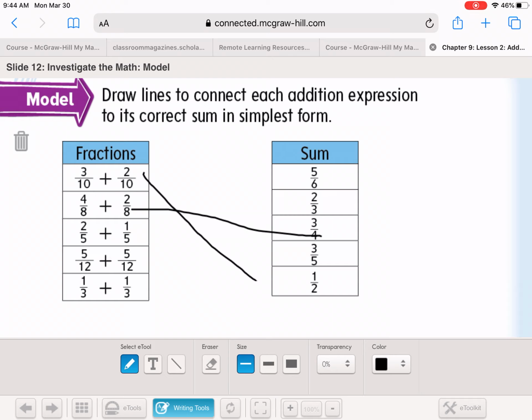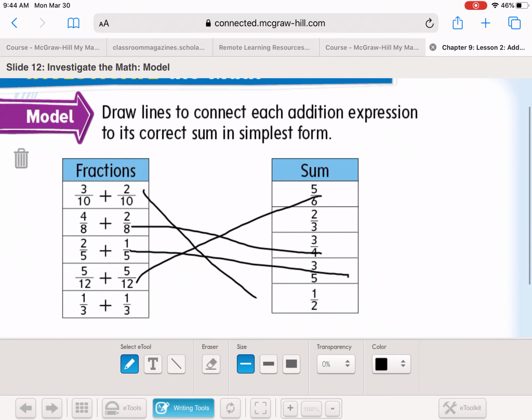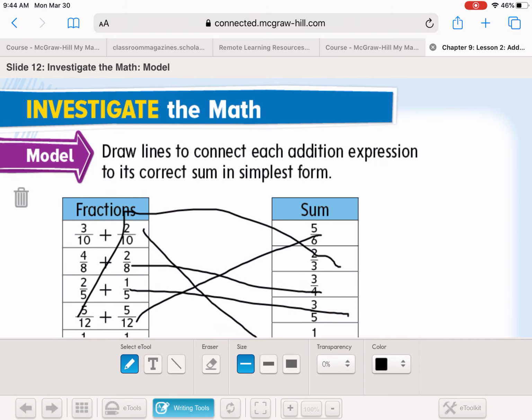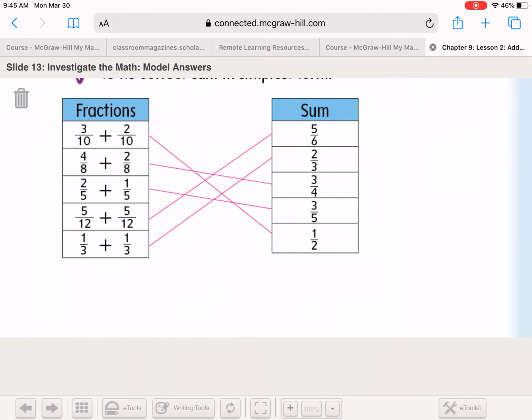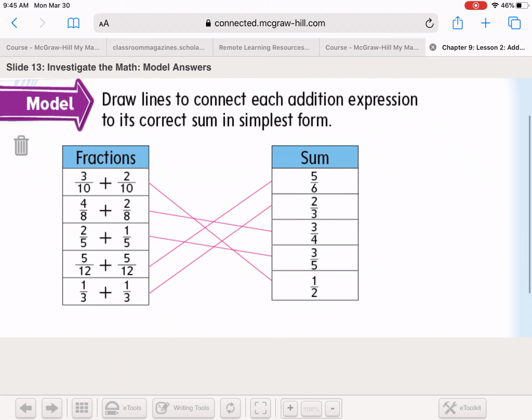2/5 plus 1/5 is 3/5. 5/12 plus 5/12 is 10/12, which is 5/6. And 1/3 plus 1/3 is 2/3. And it's not going to let me do that, but it's 2/3. All right, let's look at the nice version. There you go. It still looks a little wacky, but there's our answers. Okay. All right.